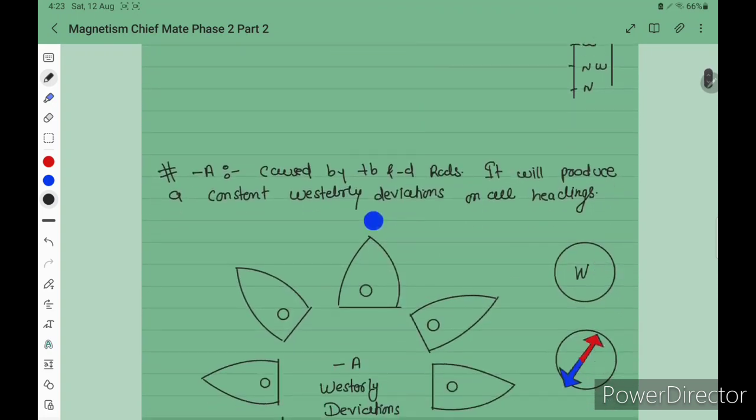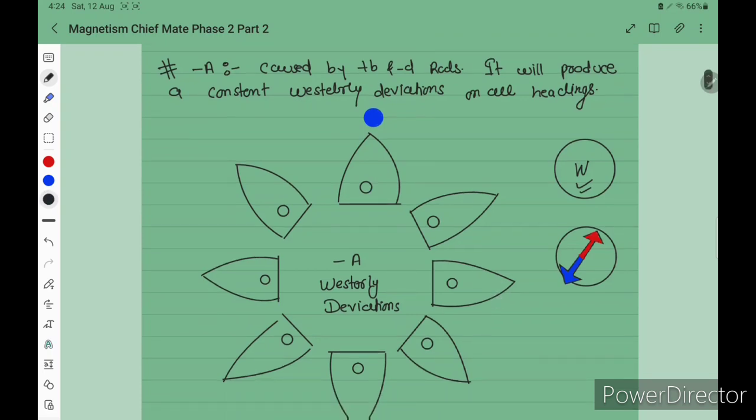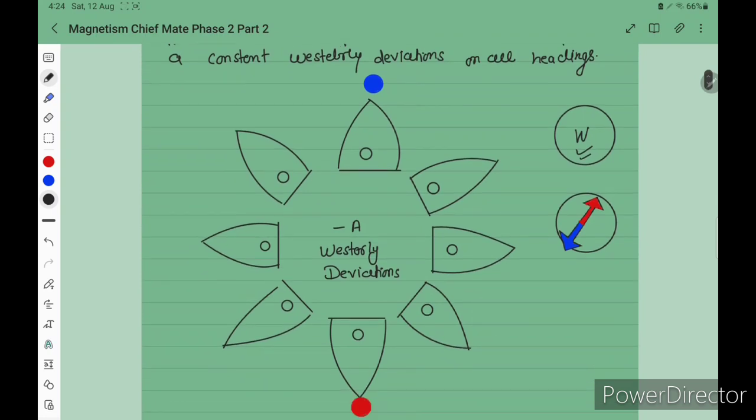Minus A is caused by plus B and minus D rods. It will produce a constant westerly deviation on all headings. So remember this: constant westerly deviation on all headings. Okay, so we'll mark plus B and minus D rods. We mark all the headings: north, northeast, east, southeast, south, southwest, west, and northwest. All cardinal and intercardinal headings.